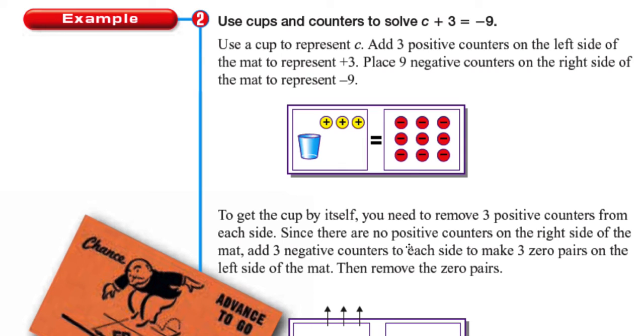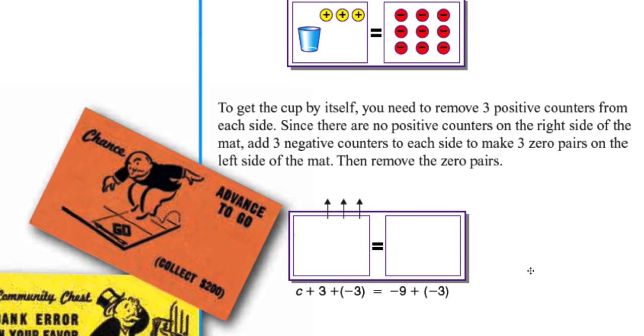Problem is, since there are no positive counters on the right side of the mat, we need to add 3 negative counters to each side to make 3 zero pairs on the left side of the mat. Then remove the zero pairs. Okay, basically this is what it's saying. Basically we add 3 negative counters.